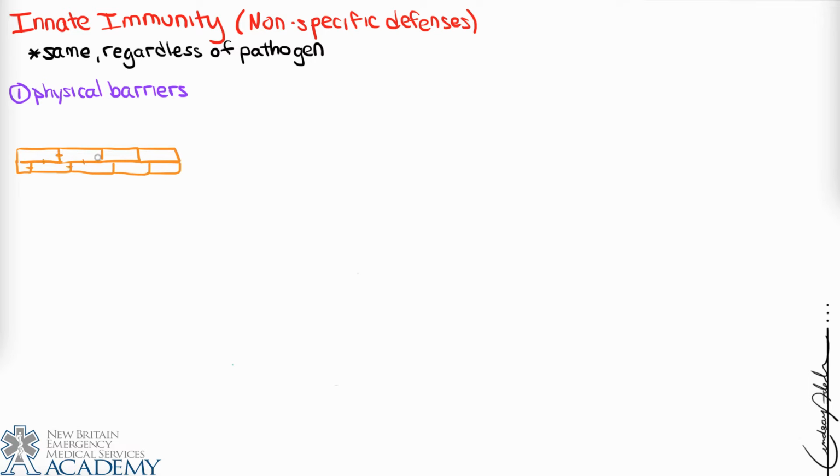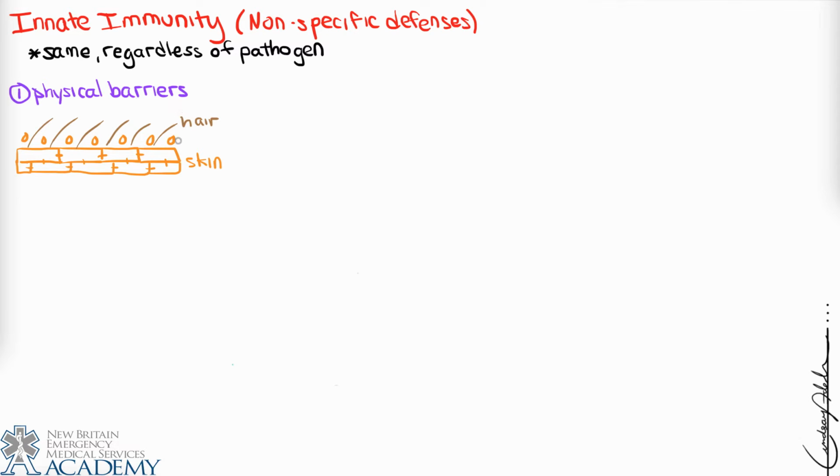If we think of the skin as a physical barrier for starters, we know that the skin is a bunch of cells that are connected by desmosomes. So it's a waterproof covering. It's very solid in terms of not letting things pass through. Also, the outer layer of the skin is dead, so there's nothing really to feed on.